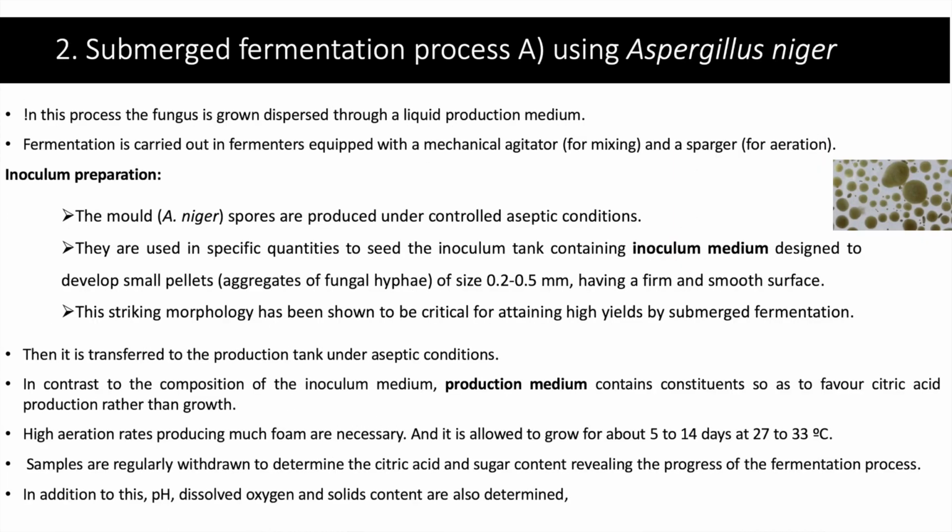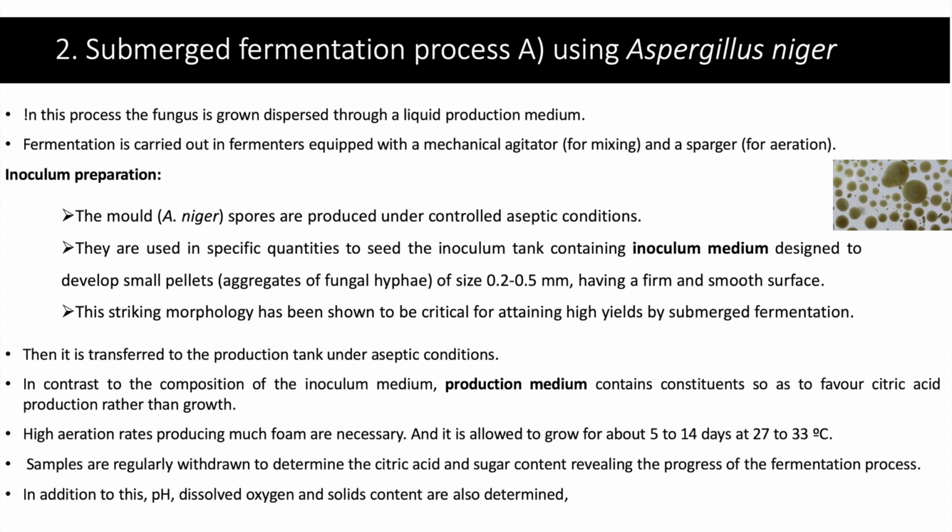Second type of process is the submerged fermentation process. Now this process can be carried out using either fungi, that is Aspergillus niger, or yeast. In the first type, the fungus is grown dispersed through a liquid production medium. Fermentation is carried out in fermenters equipped with a mechanical agitator for mixing and a sparger for aeration.